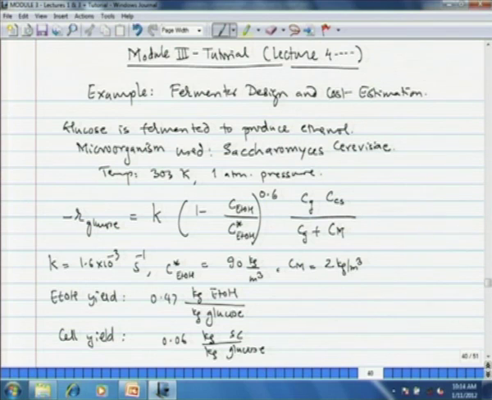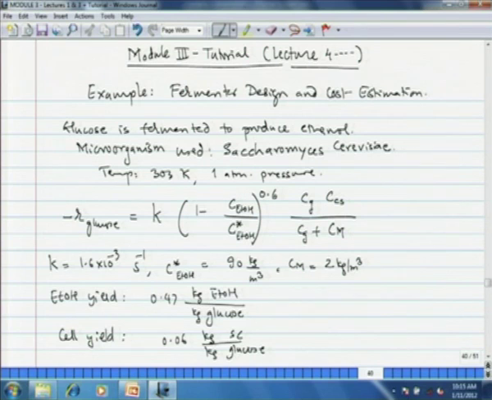and then we have a simple Monod kinetics: K into 1 minus C ethanol by C star ethanol raised to 0.6 into Cg, the concentration of glucose, into Cc, the concentration of bacteria, divided by Cg plus Cm. Cm is the Michaelis-Menten constant. Various values are given as K is equal to 1.6 into 10 to the minus 3 second inverse. The inhibitory concentration, as I just said, is 90 kg per meter cube. The Michaelis-Menten constant is 2 kg per meter cube.